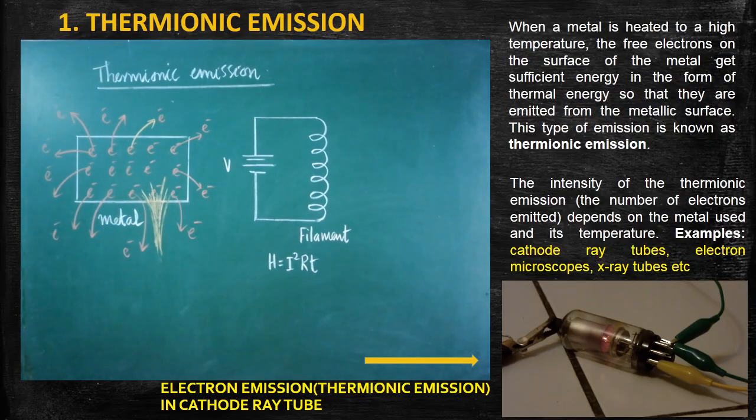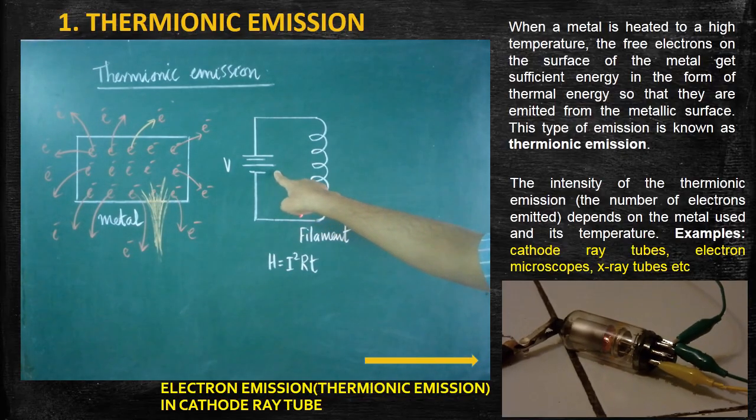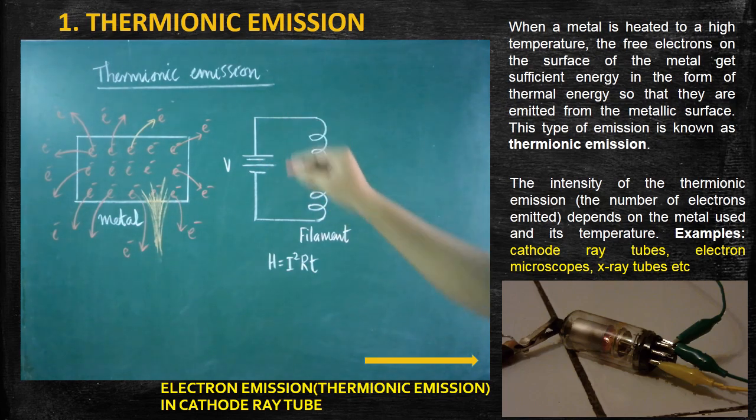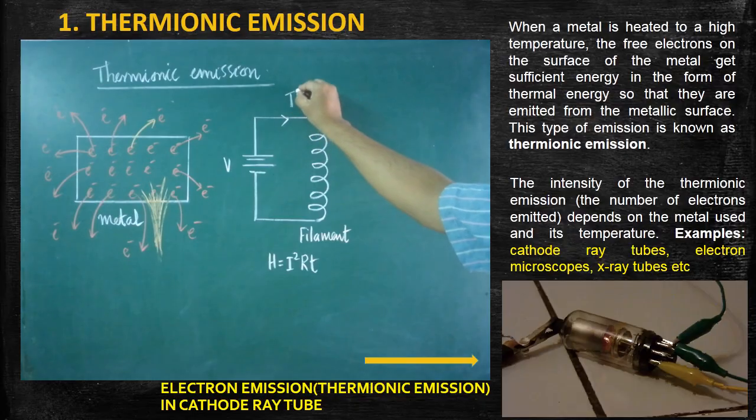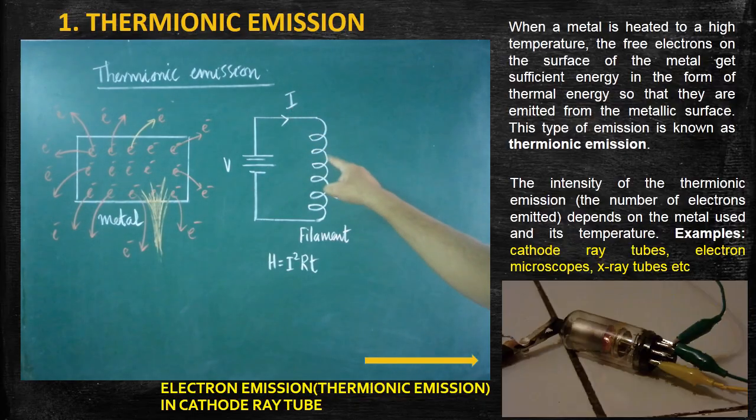The same thing can be observed in the case of filaments, especially tungsten filaments. What will happen if a sufficient amount of voltage is given across the ends of the tungsten filament? Here an appropriate voltage must be given. When the voltage is increased, the current passing through the filament will also increase. Are you clear? When V increases, the current passing through the filament will also increase. We know the formula from Joule's heating effect: H equals I squared R T, that is the formula.